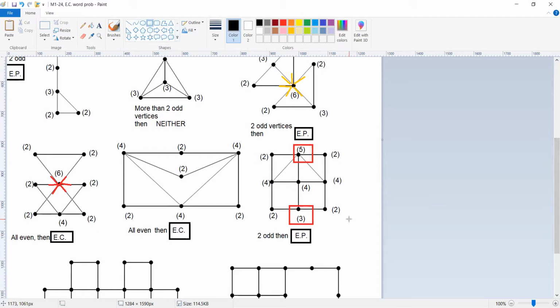Actually, I'm going to take away the red squares because they're a bit distracting. Let's do circles. Okay. Oh no. There we go. This one has an Euler path, and we've got 2 more.